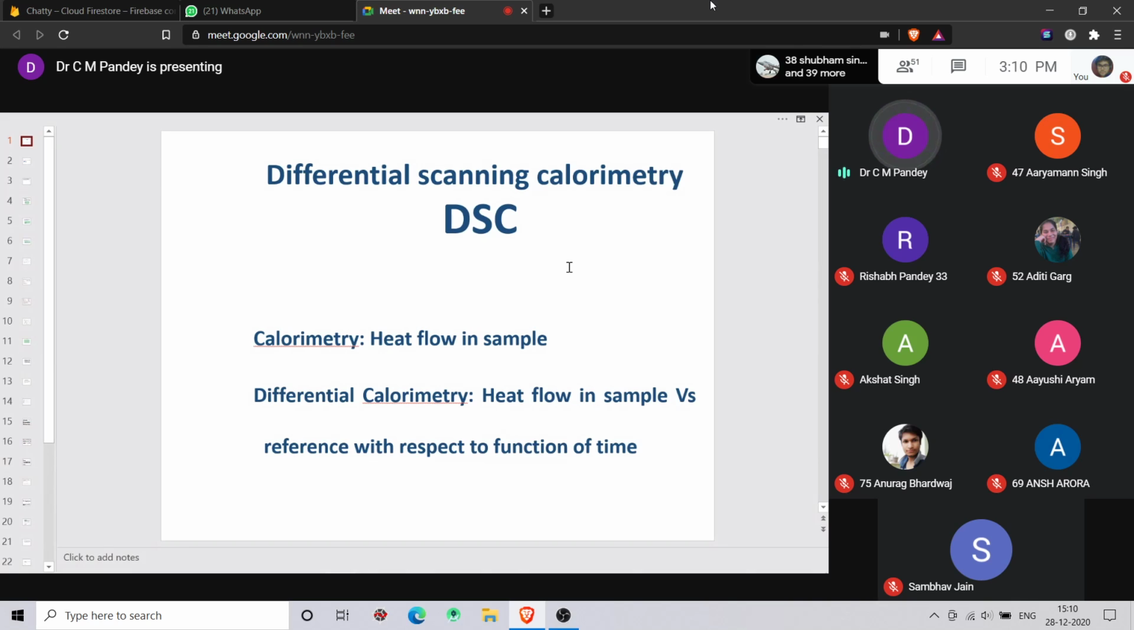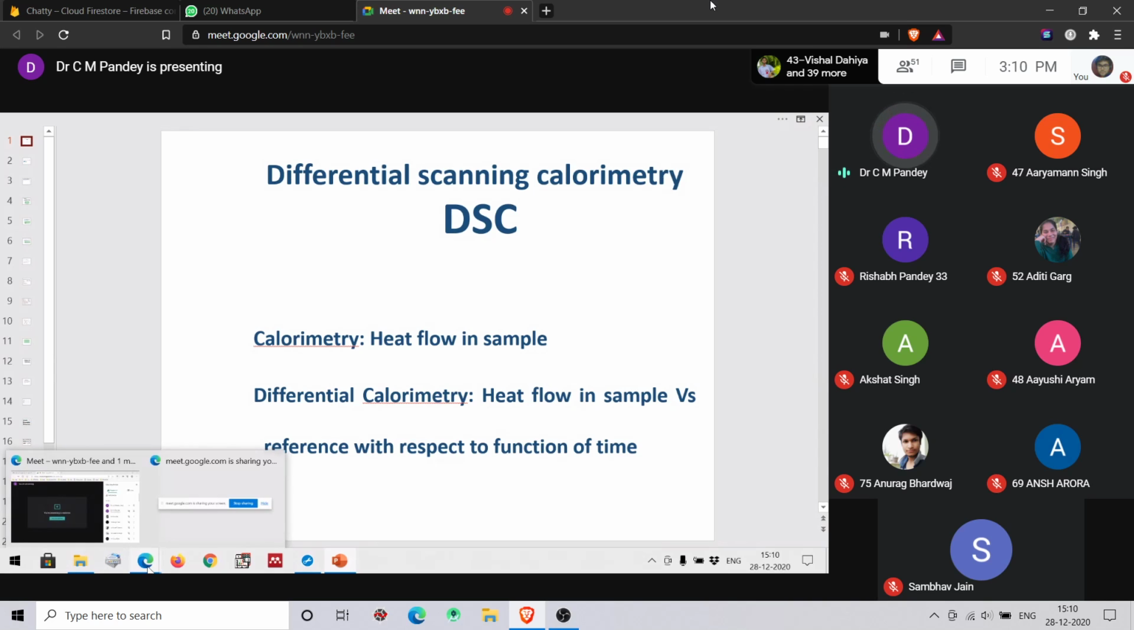In TGA, we are measuring the change in mass with respect to change in temperature. In DTA, we are measuring the temperature difference of the sample with respect to the reference. And in DSC, we are going to measure the heat flow in sample versus reference with respect to function of time.